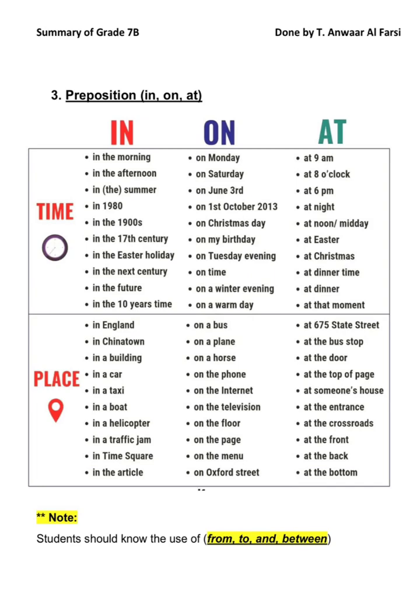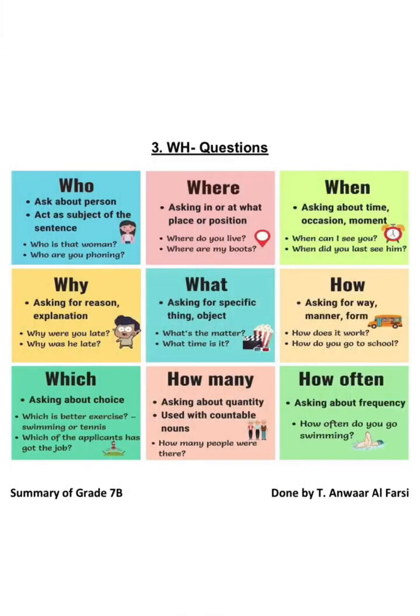So also don't forget you should know the use of from, to, and between, besides the prepositions in, on, and at. Moving on to the WH questions, which is basically the questions that have W and H. Here you have who, which is asking about a person. Where is asking about a place. When is asking about time. Why is asking for the reason. What is asking for a specific thing. How is asking for way.